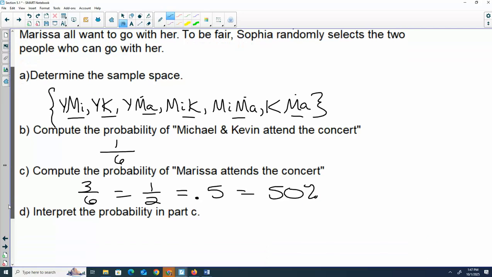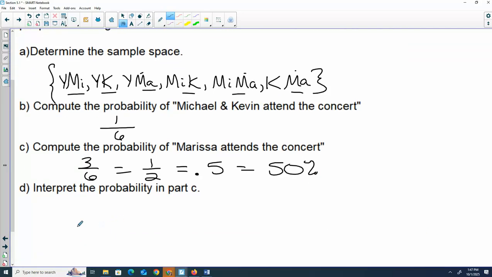If I ask you to interpret the probability, what does that mean? When I say 50%, what's that mean? Marissa has a 50% chance of hitting it.